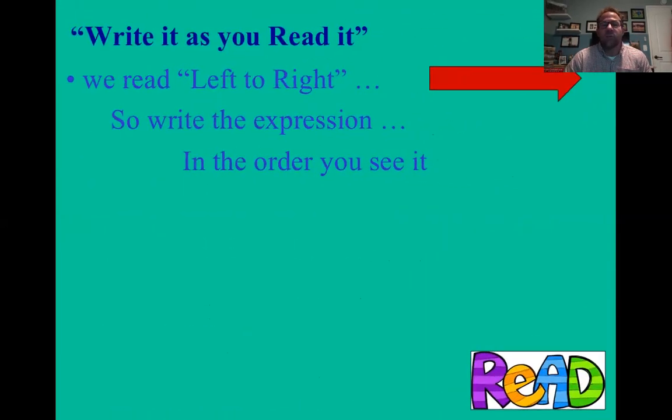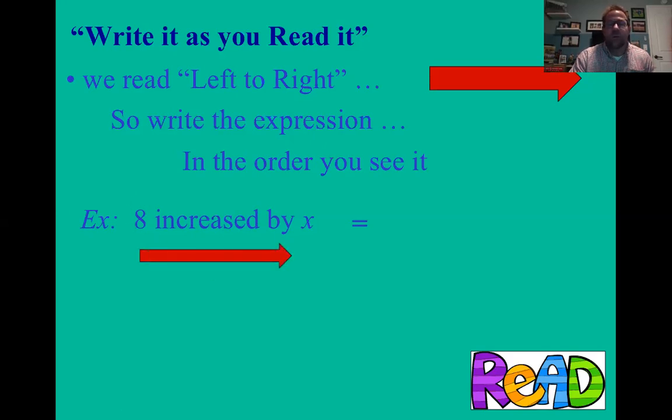Then I gave you a general rule. When you're translating, you want to write it as you read it. We read a book from left to right, so when we translate, we want to write the expression in the order that we see it. I'll go over a couple of examples again. 8 increased by x. That is an adding phrase, so we know this is an adding problem. What came first? The 8 came first, so we want to write this from left to right. We would write 8 plus x. Increased by, the symbol we want to use is the plus sign.